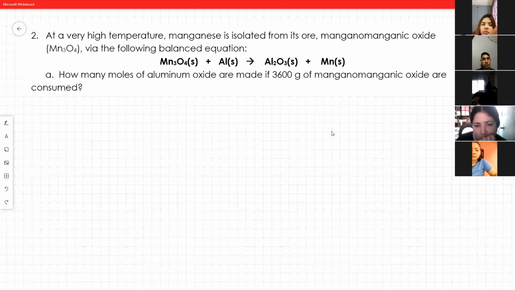At a very high temperature, manganese is isolated from its ore, manganomanganic oxide, by following the balanced equation. That equation over there, is it balanced, yes or no? That is the first step you need to check. No, it's not balanced. You can see only by taking a look at the manganese that it's not balanced. So how can we balance it? I'm going to write the equation again.